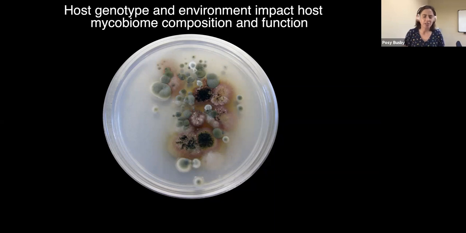So research in my lab has been addressing this question by testing the hypothesis that host genotype and the environment together impact host microbiome composition and function. Now, in essence, we're treating the leaf microbiome as an extended phenotype of the host, both its composition and its function. So we're really borrowing approaches from evolutionary ecology to understand the relationship between plant genotype and phenotype. Again, the microbiome is an extended phenotype of the host.